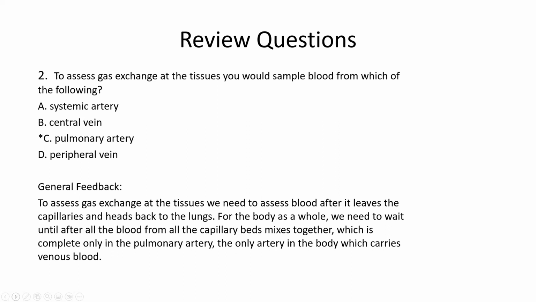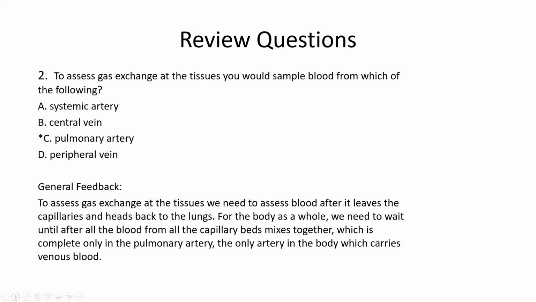And where are you going to sample venous blood? In this case, pulmonary artery. That's an artery. No, the pulmonary artery is really a vein. I didn't make this stuff up, so I can only do what I can do here. But look at your choices here. So let's read the explanation now. The right answer is pulmonary artery.